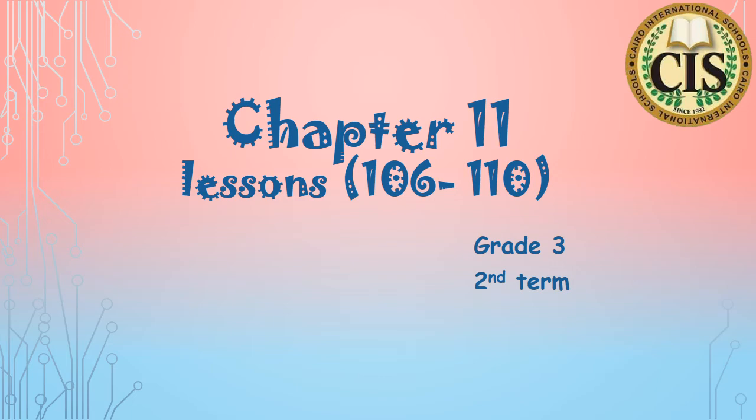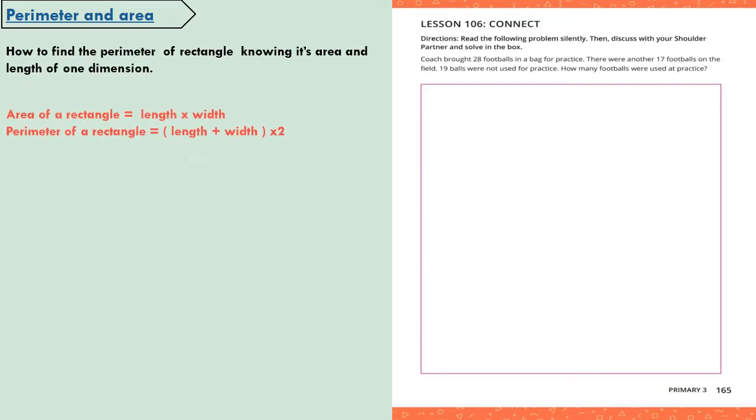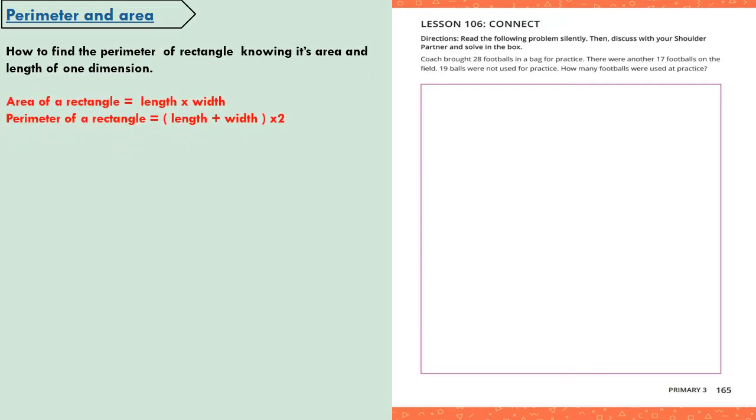Now we will take chapter 11 lessons from 106 to 110. Perimeter and area. As we studied before, the area of a rectangle equals length times width, and the perimeter of a rectangle equals length plus width, all times 2.